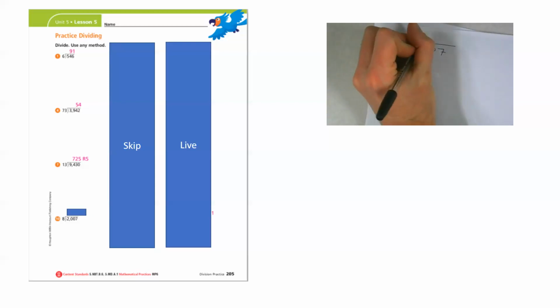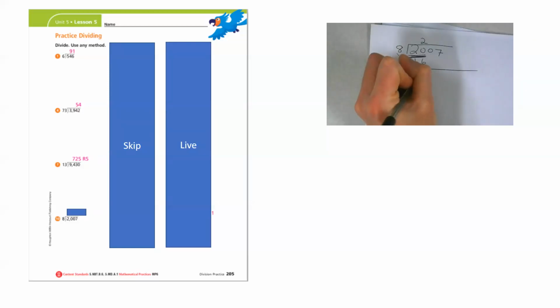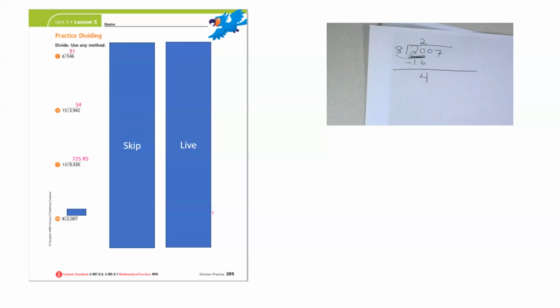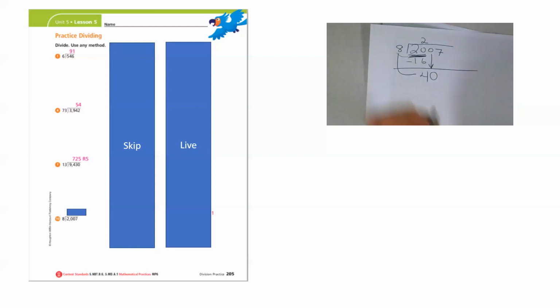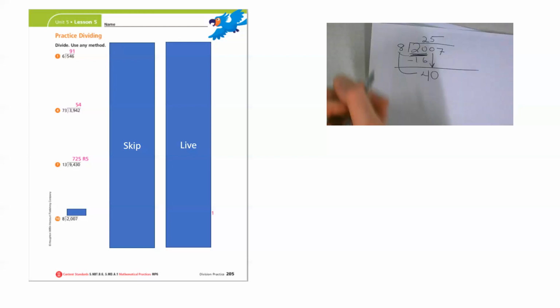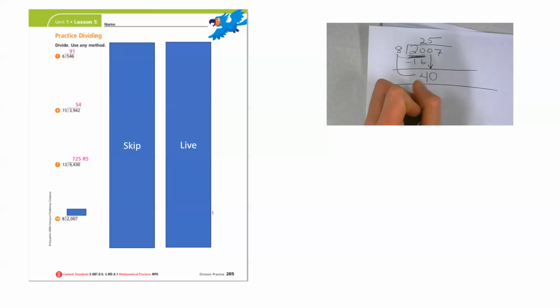Pull out 2. What's left over? Well, that was 16. So there's 4 left over. Bring down the next digit. How many 8s are in 40? 5. Is there anything left over? Nope.